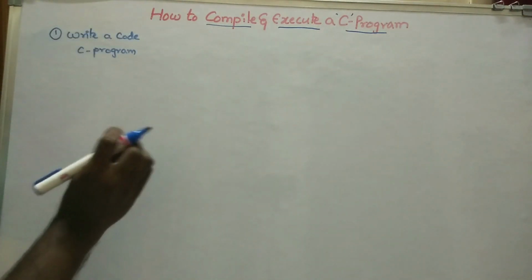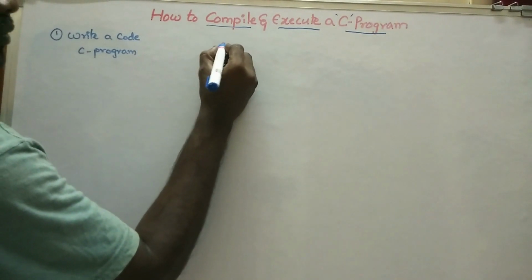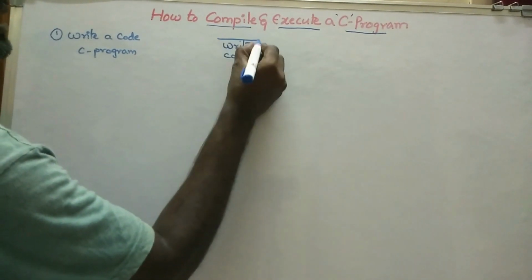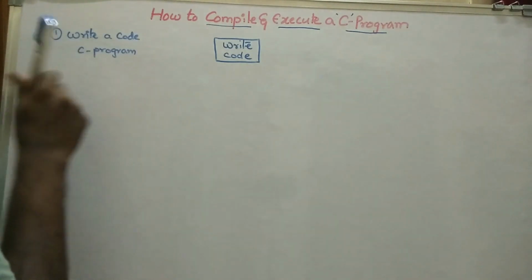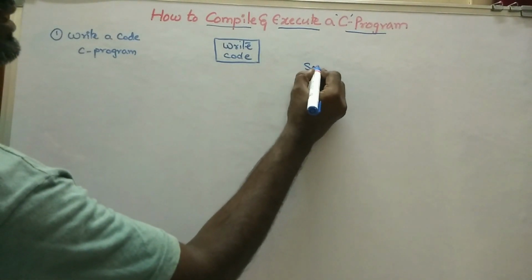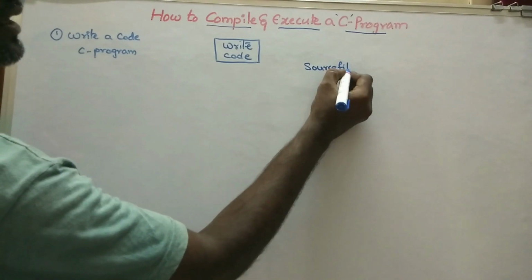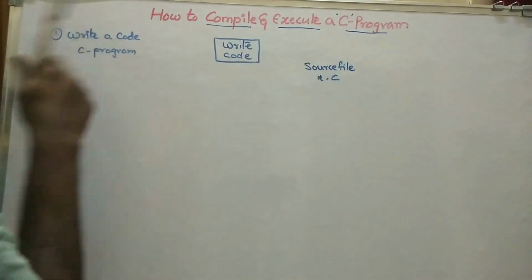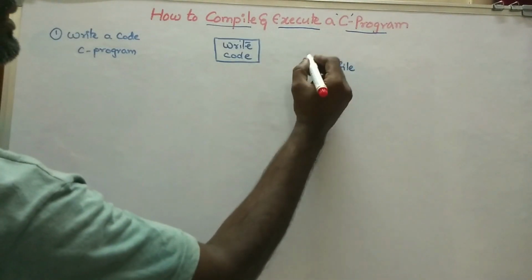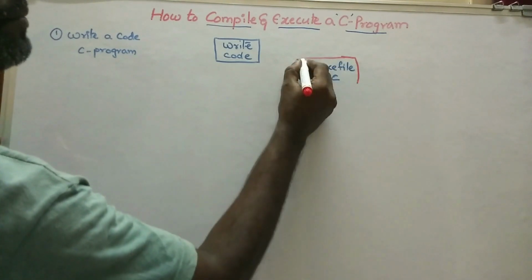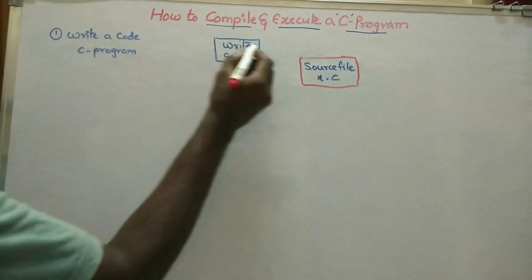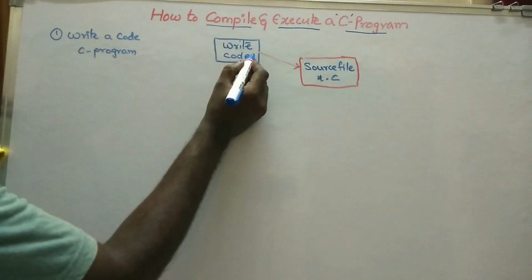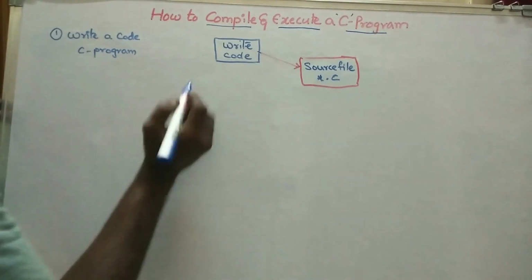Then how do we compile the program? First, we have to write the code. This code is called a source file. Whenever you write the file, you save it with some name, file name .c. The extension must be .c. This file is called a source file. That means you write the code, and that code will be saved as some file name .c.